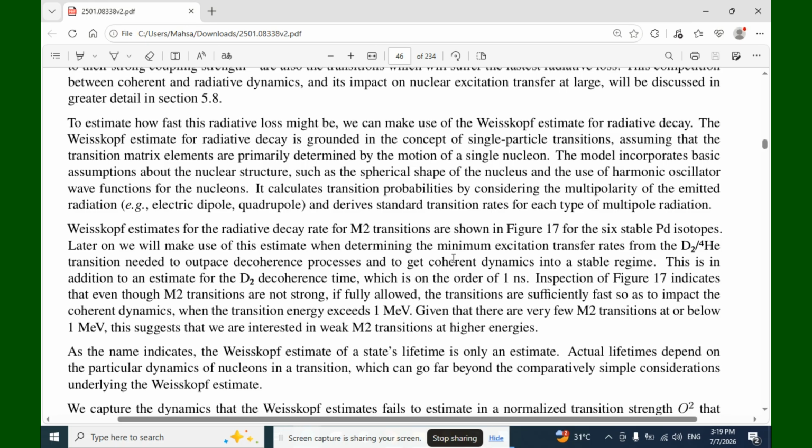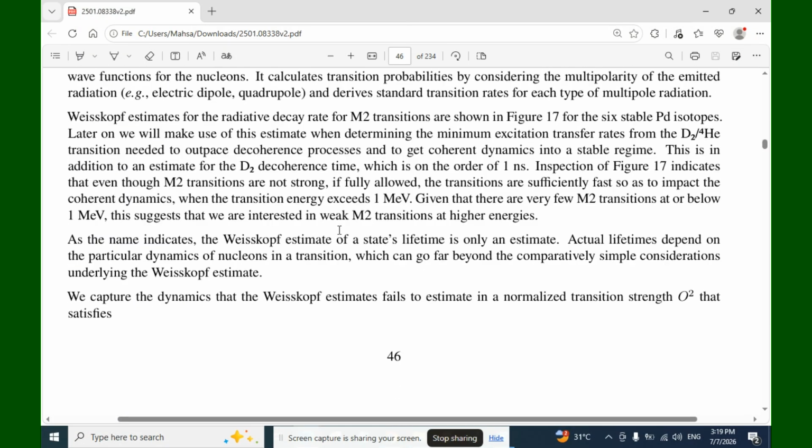The Weisskopf estimate for radiative decay is grounded in the concept of single particle transitions, assuming that the transition matrix elements are primarily determined by the motion of a single nucleon. The model incorporates basic assumptions about the nuclear structure, such as the spherical shape of the nucleus and the use of harmonic oscillator wave functions for the nucleons. It calculates transition probabilities by considering the multipolarity of the emitted radiation, for example electric dipole or quadrupole, and derives the standard transition rates for each type of multipole radiation.